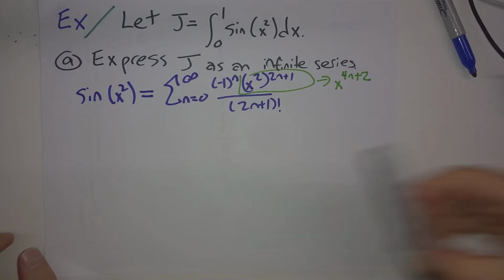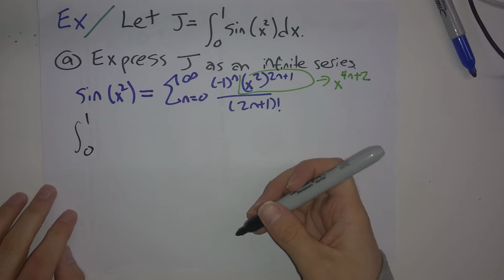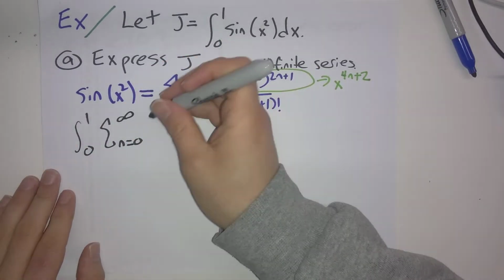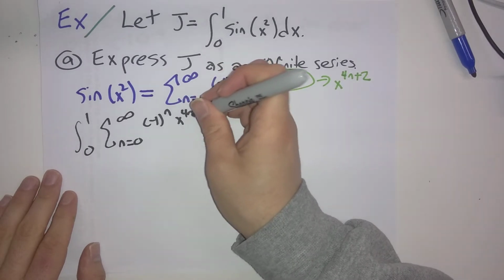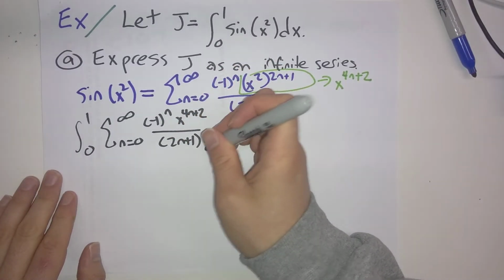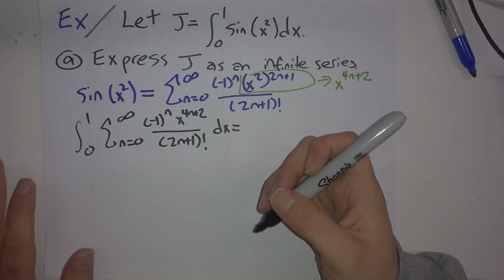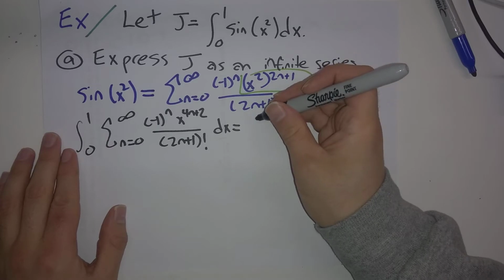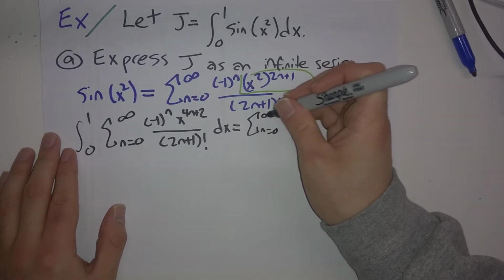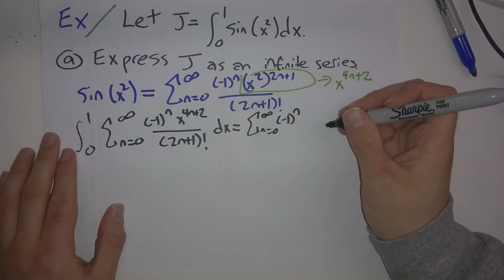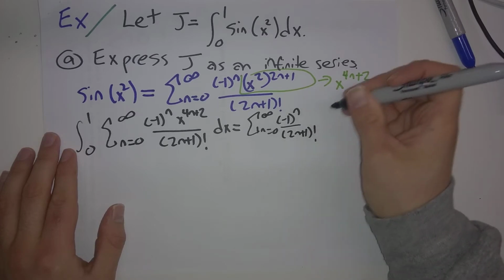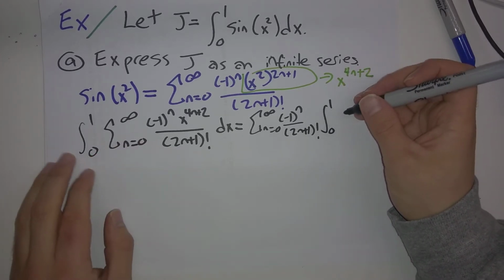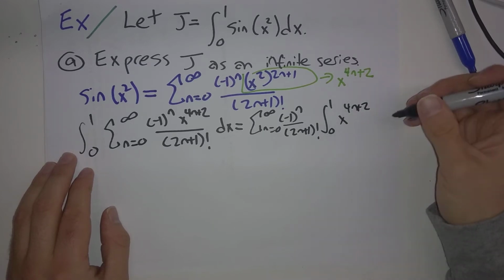Okay, so now let's go ahead and say we are integrating between 0 and 1 of this sum. We're replacing sine of x squared with this Taylor series, minus 1 to the n, x to the 4n plus 2, divided by 2n plus 1 factorial. And there are some properties here, I won't go into details, that allow us to interchange the integral and the sum. So now we have the sum from n equals 0 to infinity of minus 1 to the n, divided by 2n plus 1 factorial. None of that has to do with integrating with respect to x. So the only thing that's left over is the integral from 0 to 1 of x to the 4n plus 2 dx.